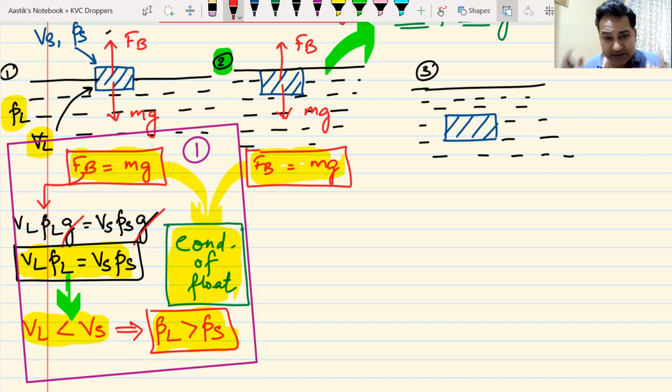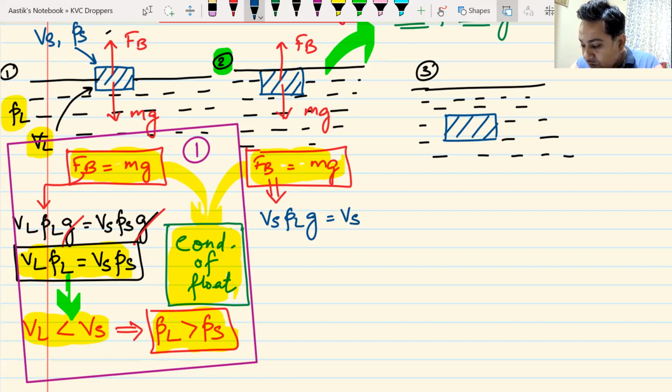Case number 2, the condition is still the same. Buoyant force has to be equal to the weight. Now let us find out how much the buoyant force is in this case. Vs rho L g, since the entire volume is inside. And this is again Vs rho s g. Nothing changes here. Yes or no? Now two things go away, this one and this one. Yes, sir. So the condition I have now is rho L is equal to rho s.